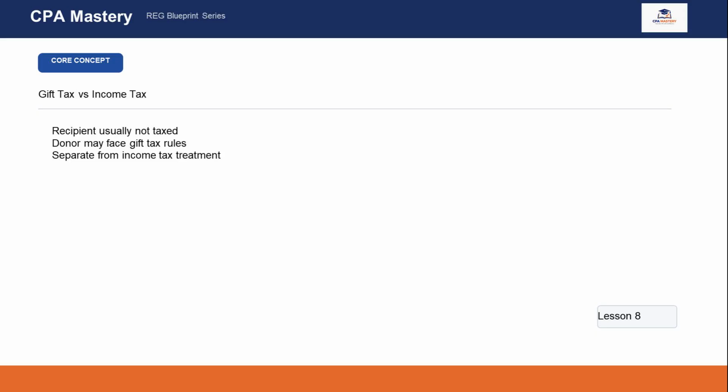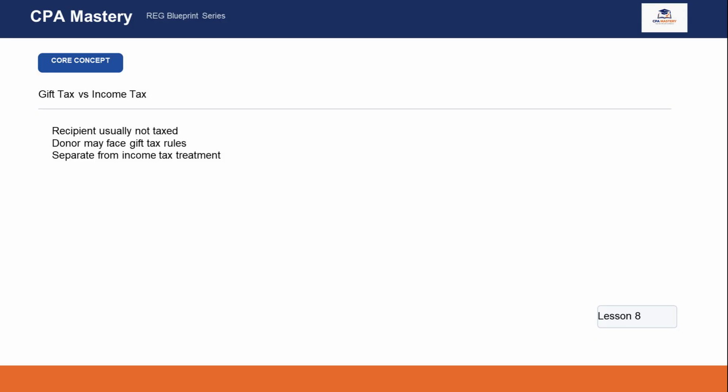Students often confuse gift tax with income tax, so it is important to separate those concepts. For the recipient, a true gift is generally excluded from gross income. That means the person receiving the gift usually does not include the amount in taxable income. However, the person making the gift may have to consider federal gift tax rules. Those gift tax rules apply to the donor, not the recipient.